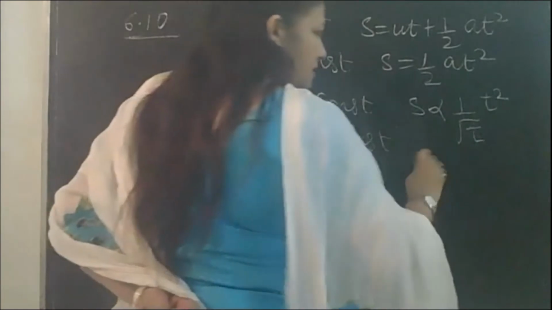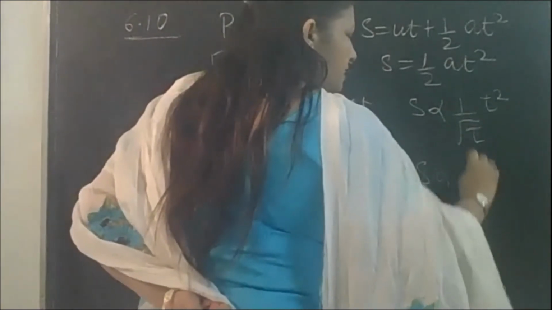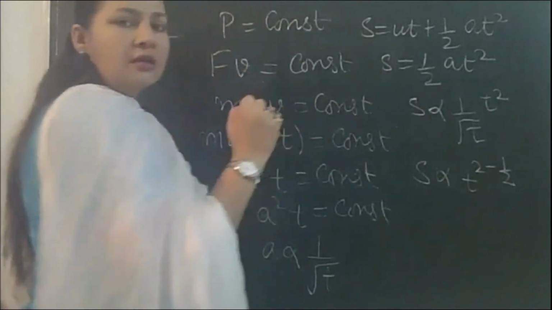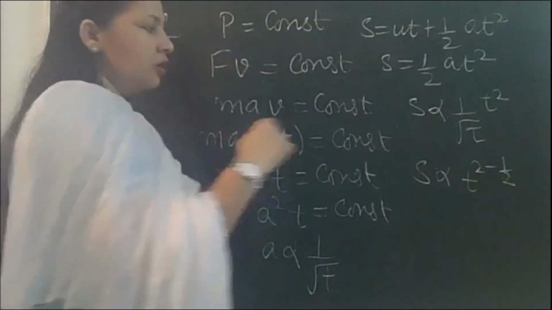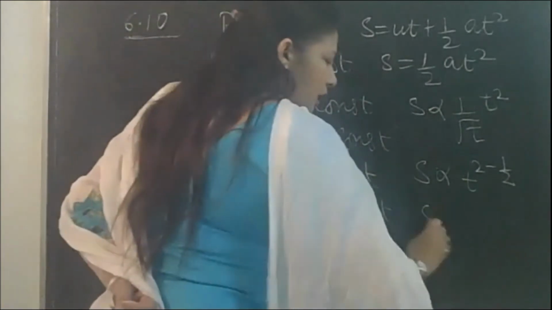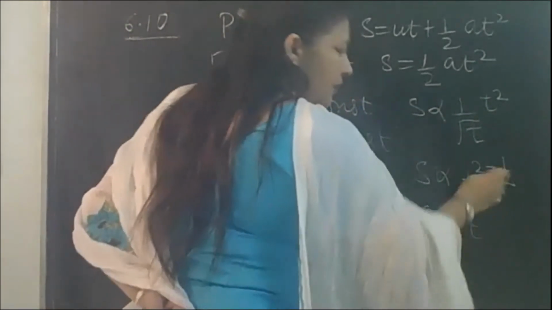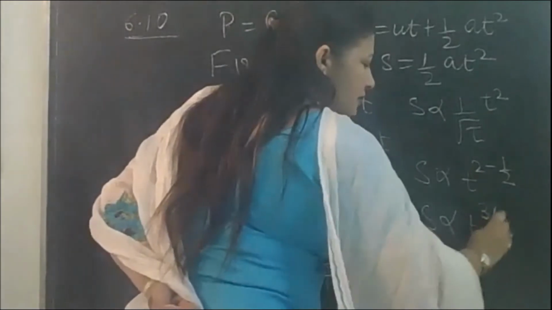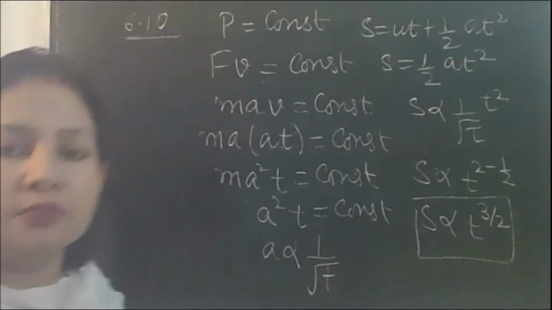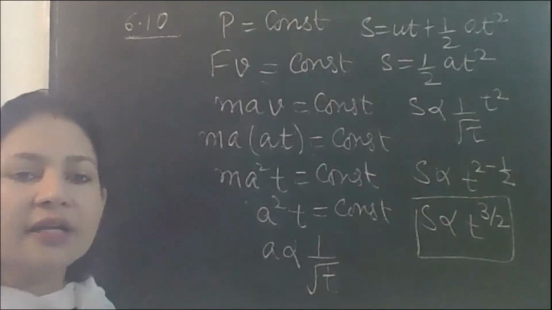So let us solve this. s is proportional to t square minus 1 by 2. The power of under root t means t raised to power 1 by 2, so when it goes in the numerator, it is minus 1 by 2. After taking LCM, 4 minus 1, this is 3 by 2. So displacement is directly proportional to t raised to power 3 by 2. This is the kind of dependence.